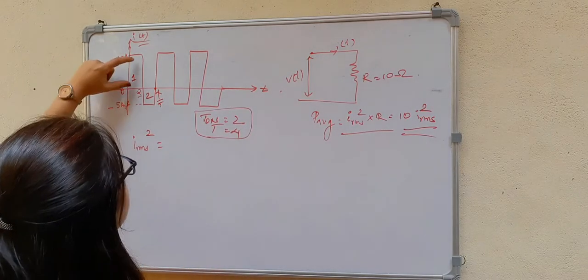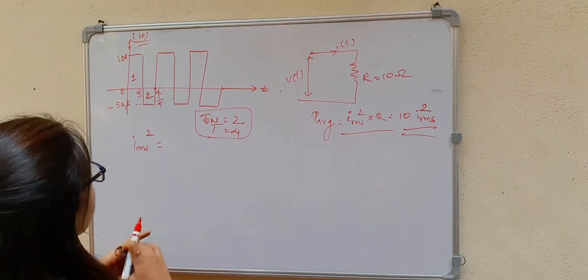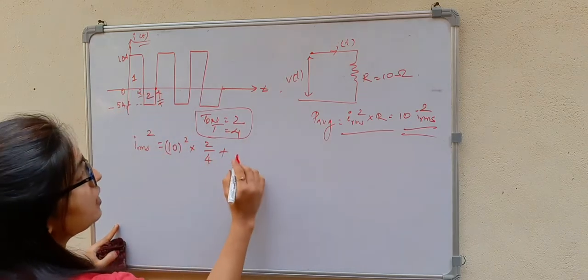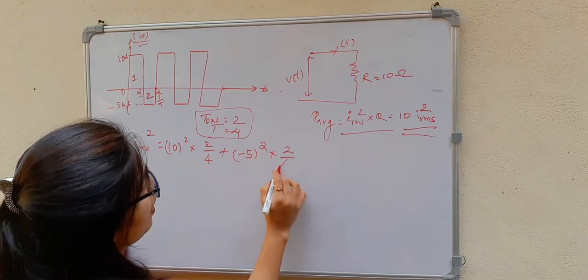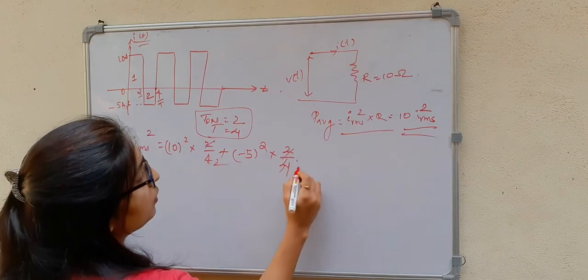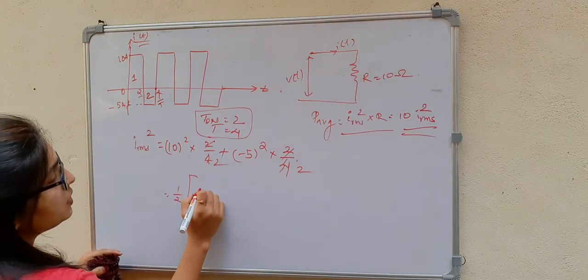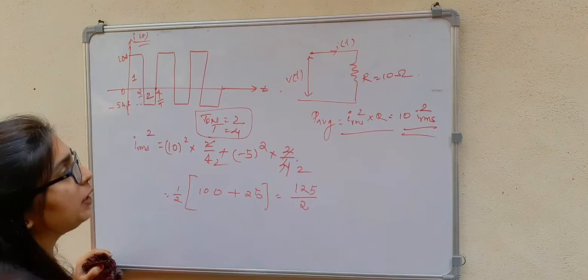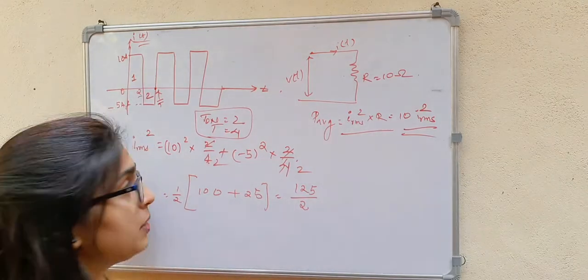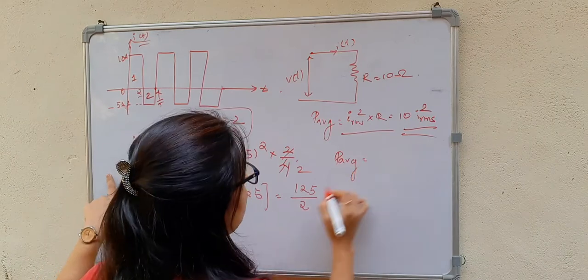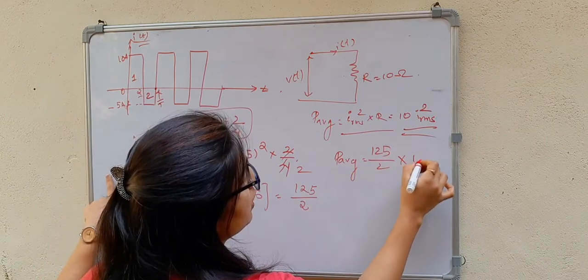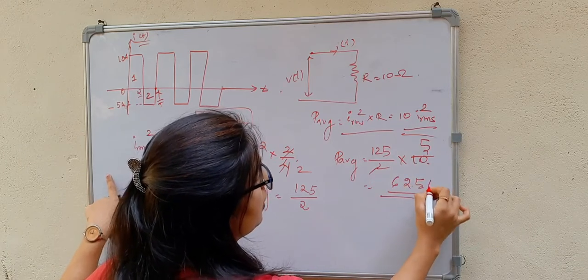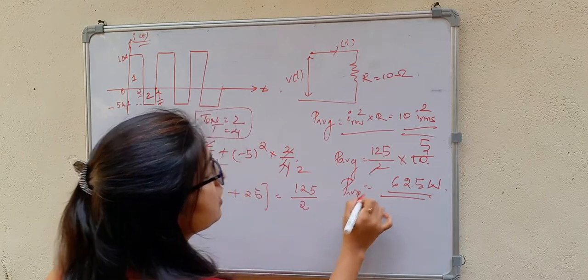Now take this. What is the RMS value of this thing? That is A. 10 square into T on by T. Here it is minus 5 whole square into 2 by 4. Okay, so this is equal to 1 by 2. If I take 1 by 2 outside, it is 100 plus 25. So this is equal to 125 divided by 2. 125 by 2 is IRMS square. So P average is equal to 125 by 2 into 10. So this is equal to 625 watts. P average is 625 watts.